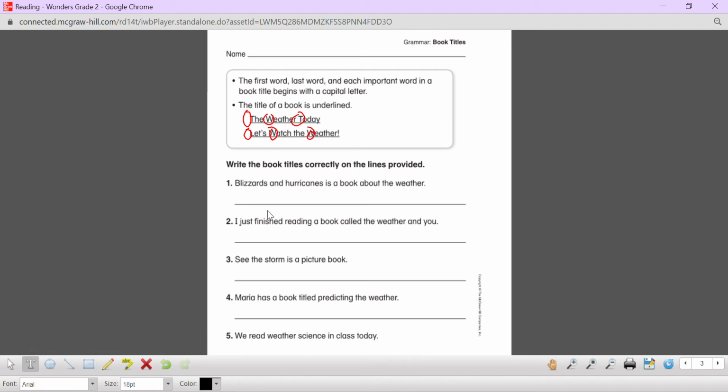Okay. And now it says, write the book titles correctly on the lines provided. So we will write The Weather Today, and colon, Let's Watch the Weather. And this means you need to copy the long title. So you will keep writing The Weather Today, colon, Let's Watch the Weather. So keep copying them like 5 times. All these sentences are from this book.